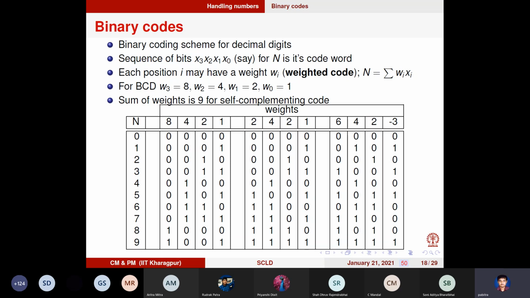So maybe you can try this as an exercise. If the sum of the weights is 9, then it has to be a self-complementing code. Why? For 0, it will obviously be all zeros. And if the sum of the weights is 9, then for 9 it will be all ones. And then they are 9's complements of each other.